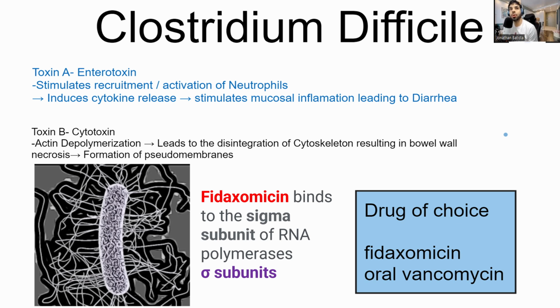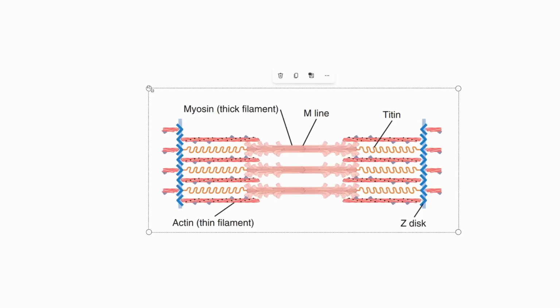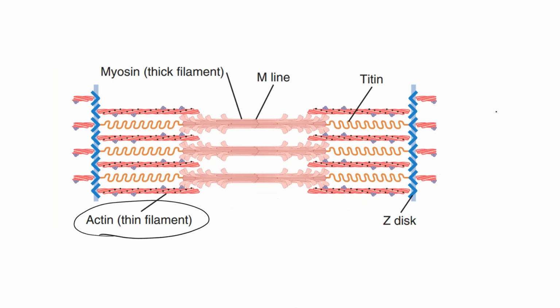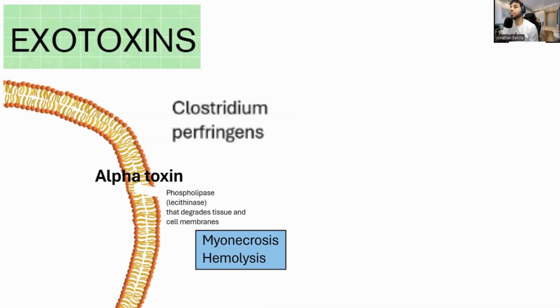Let me just show you how that looks. This is a sarcomere we're seeing here, right? This is actin. I remember actin because it's the thin one. Myosin is the thick one. Actin is the thin one. So what we're literally saying here is that Clostridium is able to attack this with the toxin B that it has. It's able to depolymerize, basically break this down and destroy the integrity of the cytoskeleton, causing pseudomembranous colitis. That's how it works. Okay?